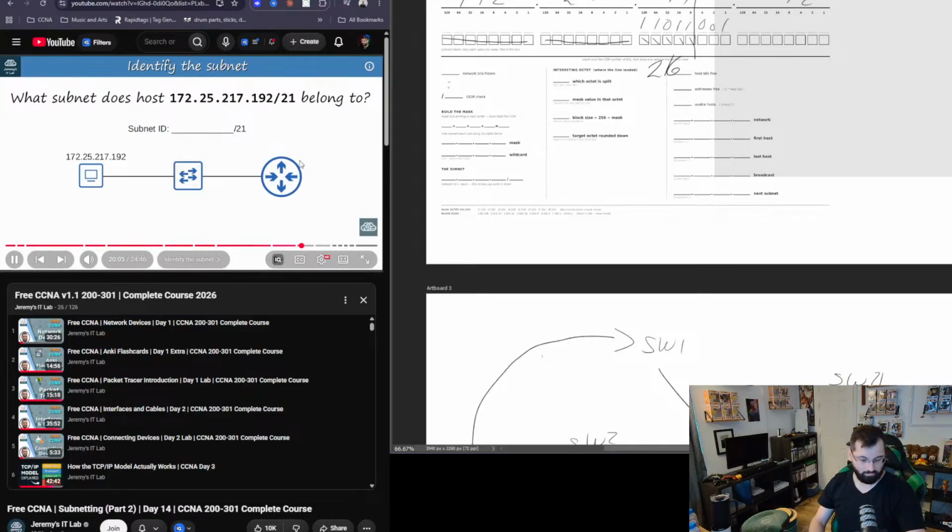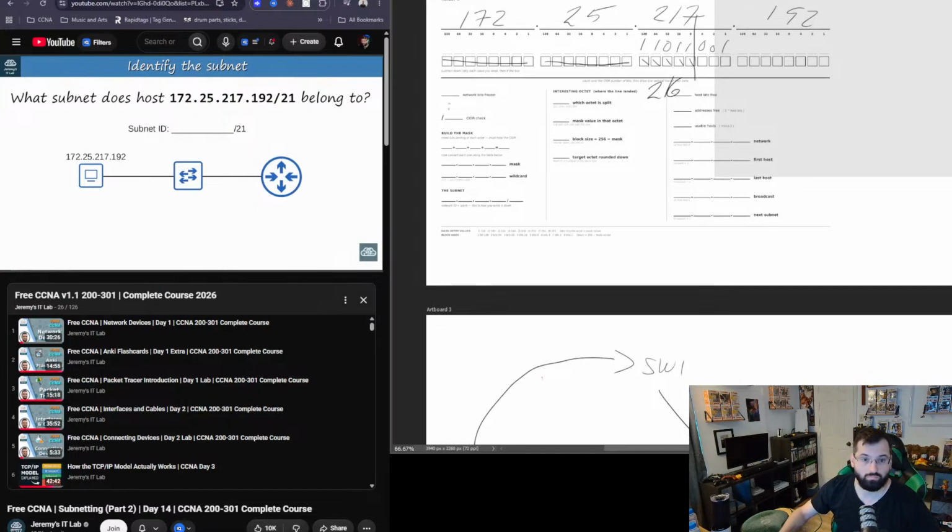The process is exactly the same as with the Class C network. Write out the address in binary, change all of the host bits to 0, and then change it back to dotted decimal. Pause the video if you want to try it on your own.